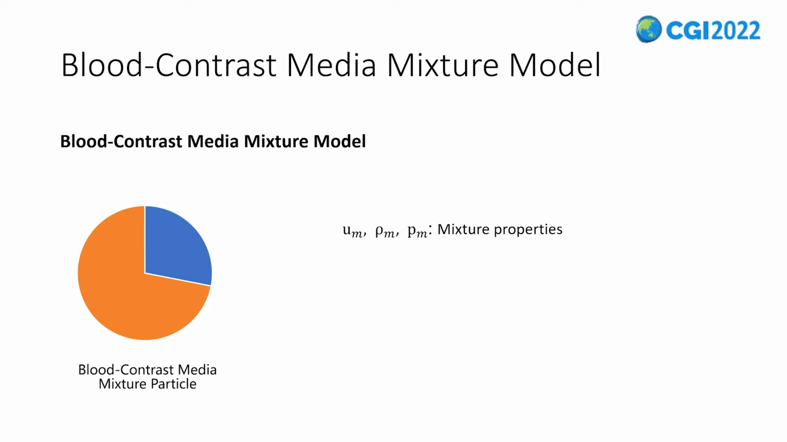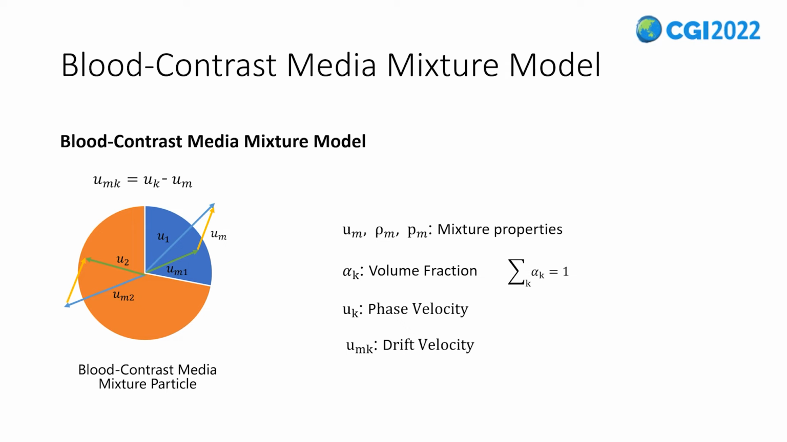First, we have mixture properties of the mixture particles, such as mixture velocity, mixture density, mixture pressure, etc. We also have the volume fraction of phase k. Here, alpha 1 is the volume fraction of blood and alpha 2 is that of contrast media, and the sum of them is 1. We also have the phase velocity u_k and the drift velocity u_Mk, which denotes the velocity of phase k relative to the mixture mass center.